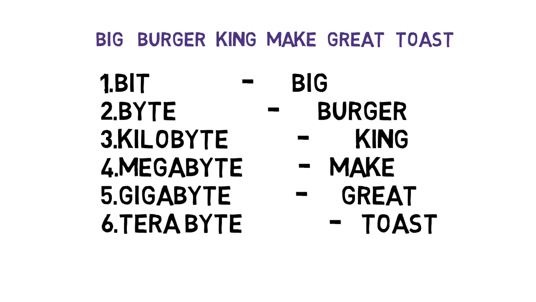See friends, now combine all these six new words, you will get a sentence: Big Burger King make great toast. I will repeat: Big Burger King make great toast. Here big means bit, burger means byte, king means kilobyte, make means megabyte, great means gigabyte, toast means terabyte. In this way you can remember the order easily without any confusion.